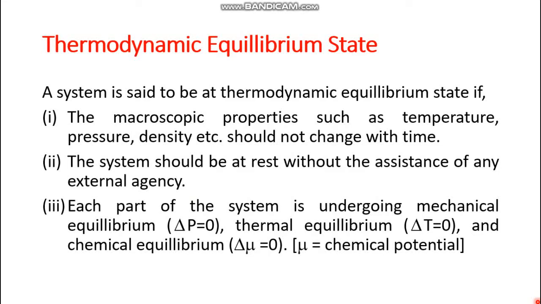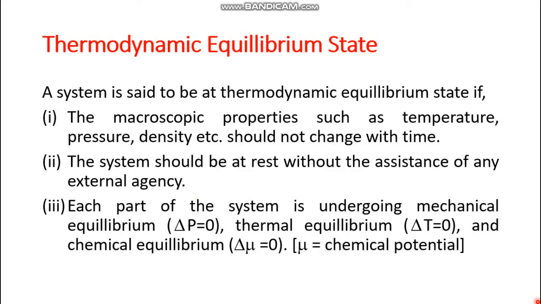A system is said to be at thermodynamic equilibrium state if, firstly, the macroscopic properties do not change with time. What are the examples of macroscopic properties? The examples of macroscopic properties are temperature, pressure, density, etc. So if these things do not change with time, then the system is said to have thermodynamic equilibrium state.